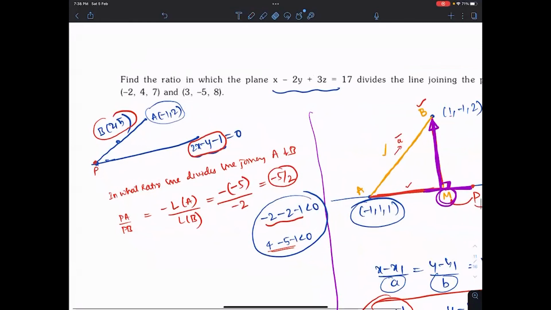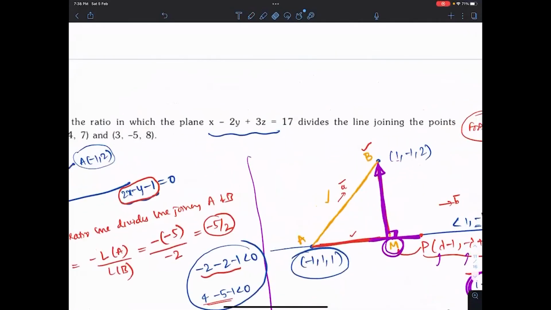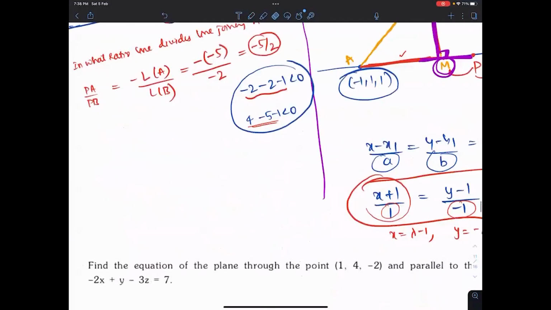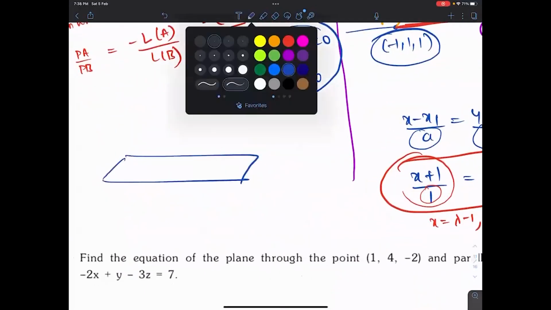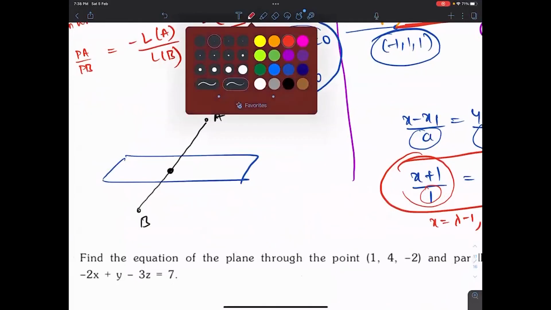Okay. Same way, if you bring in 3D also, when you have a plane in 3D, okay, if you are joining 2 points, let's say points are on opposite sides, then the line joining the points will intersect the plane at some point.